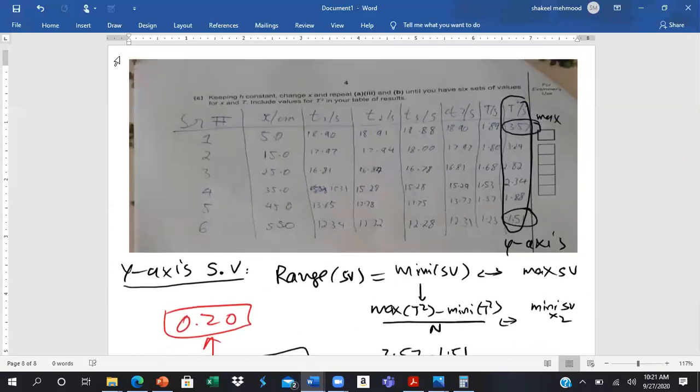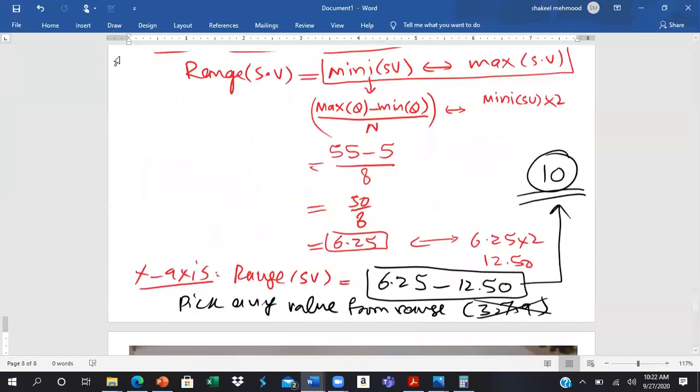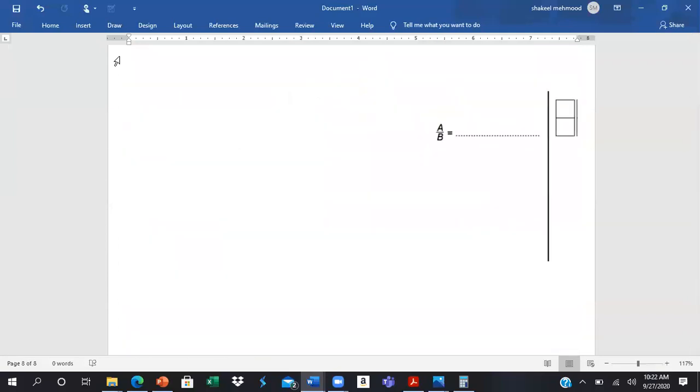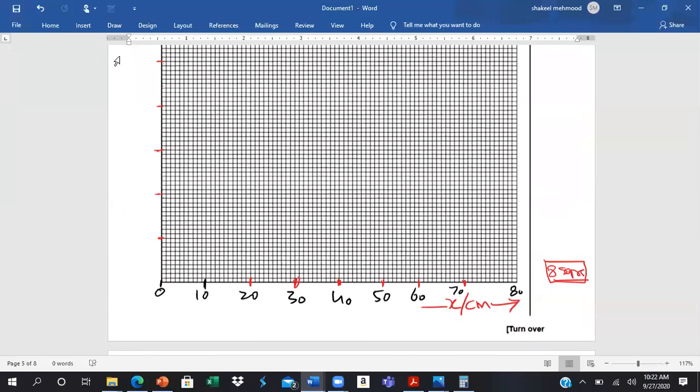Now look for the smallest value. The smallest value is 1.50. So this value is not close to 0. It means I'm not supposed to start the origin from 0. I am going to start my origin for y-axis from a number that is very close to 1.50. So let's get back to the graph. Here is the graph. First I'm going to check whether all of my data will be plotted along y-axis or not.